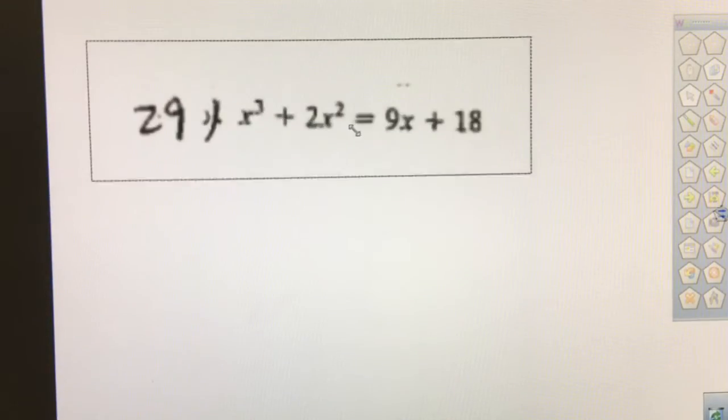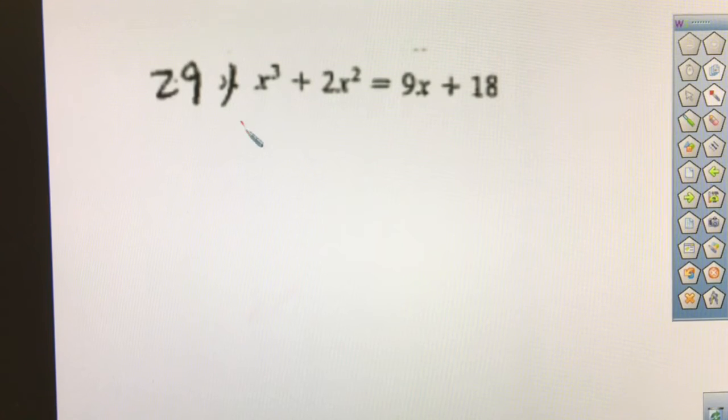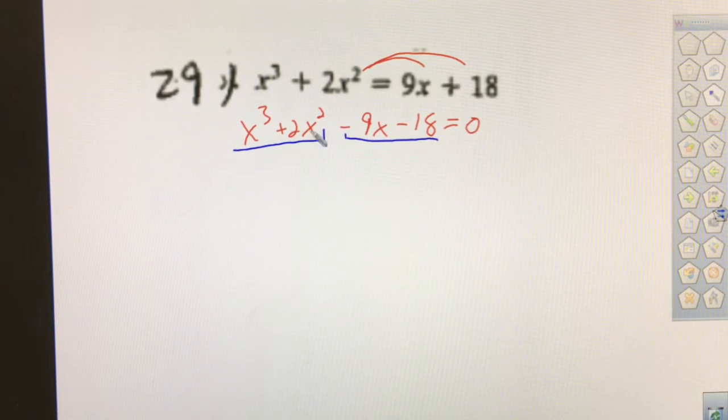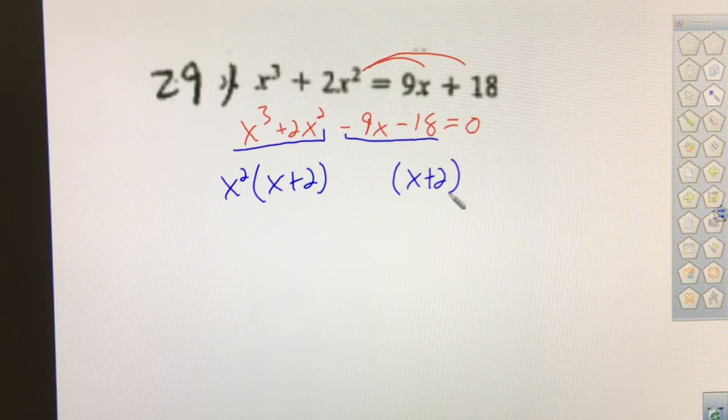Number 29. Let's get everything on one side. So that's going to be x cubed plus 2x squared minus 9x minus 18 equals 0. I basically just subtracted 9x from both sides and subtracted 18 from both sides. Now I'm going to factor this by grouping. I'm going to group the front items, and I'm going to group the back items. I can factor out an x squared from the front items. And when I do that, it gives me x plus 2. Since this is factored by grouping, this has to be x plus 2 also, otherwise it wouldn't be a math problem.